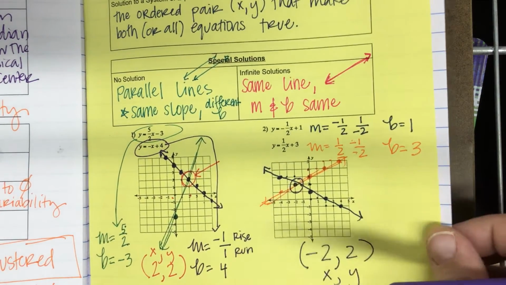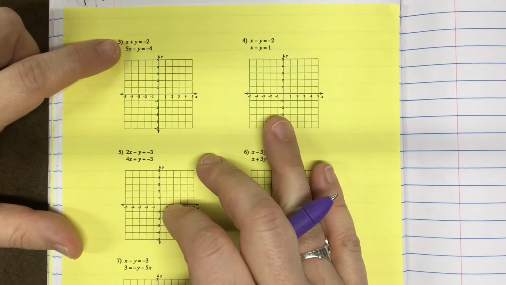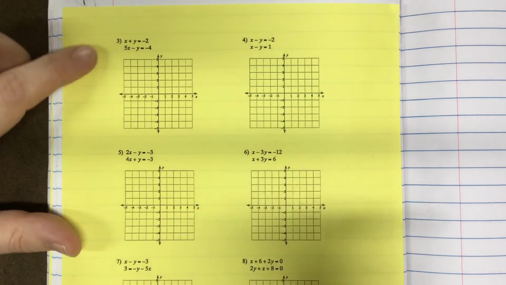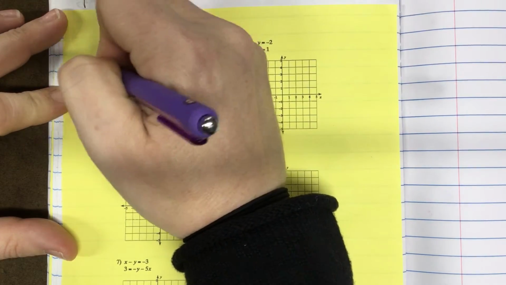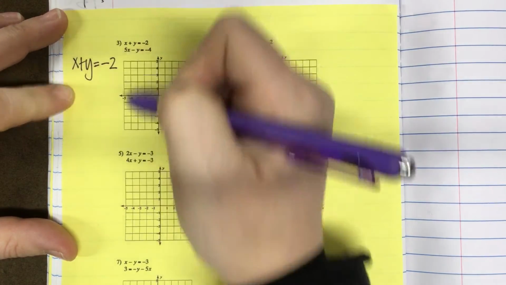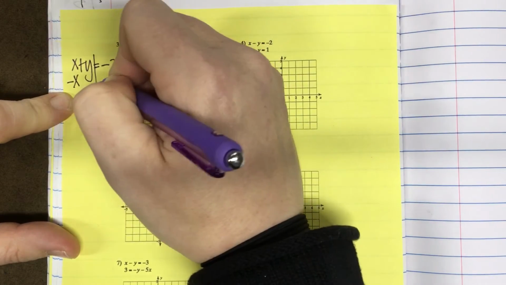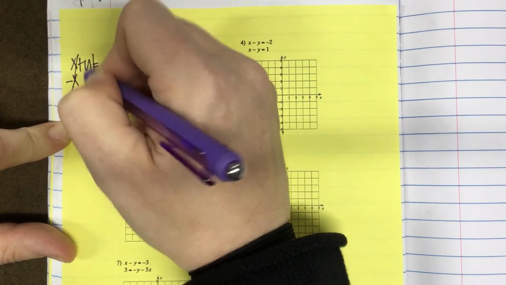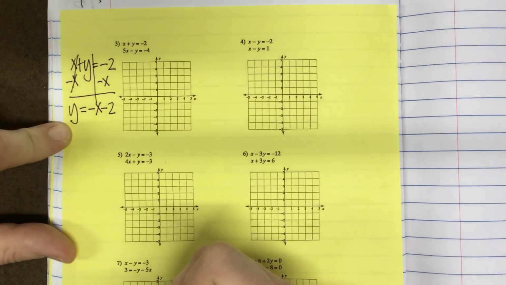So let's keep practicing some more plotting of points. We're going to get into problems that are not written in y equals form. So we're going to have to get them into y equals form. So in this first equation, x plus y equals -2, I'm going to solve for y, meaning I'm going to subtract x from both sides. And my formula is now y equals -x minus 2.